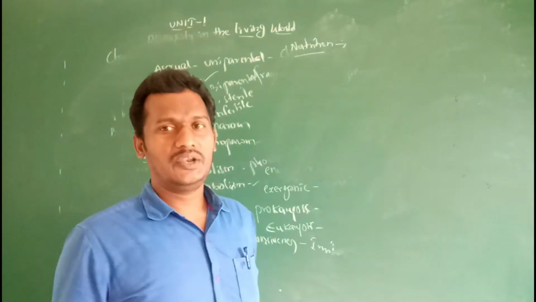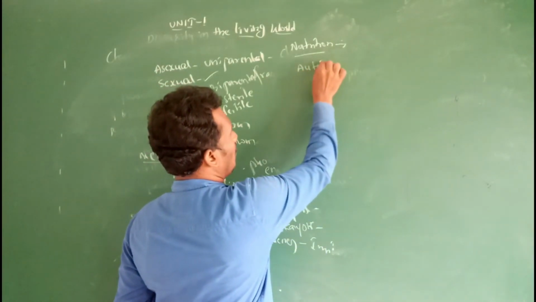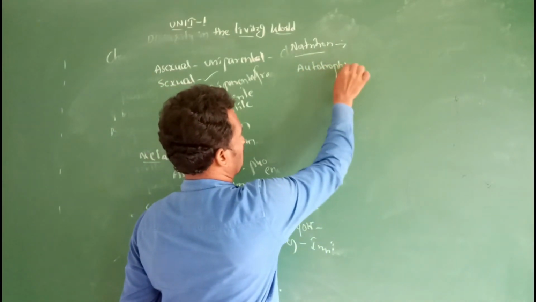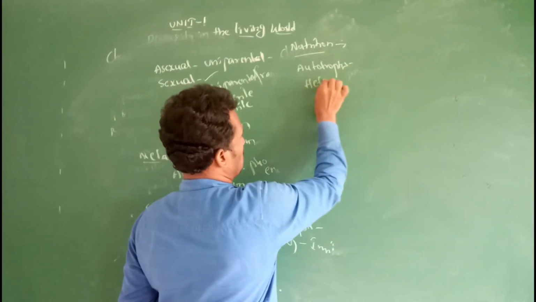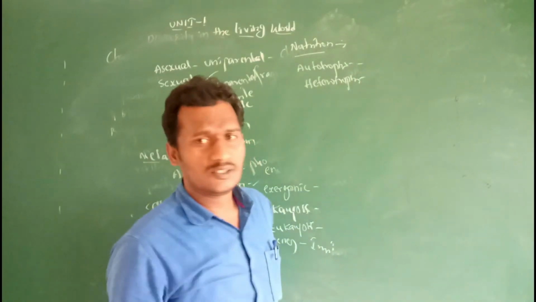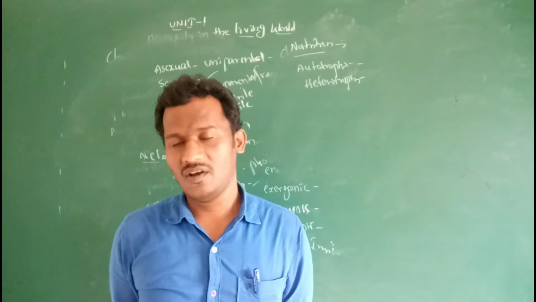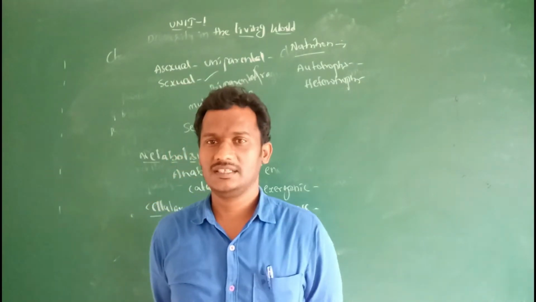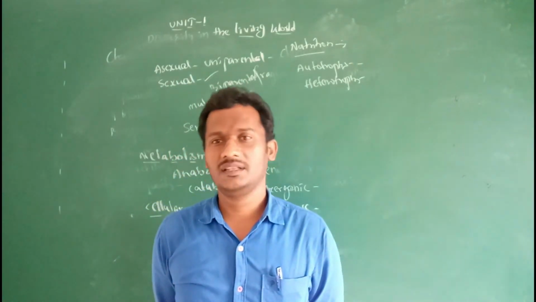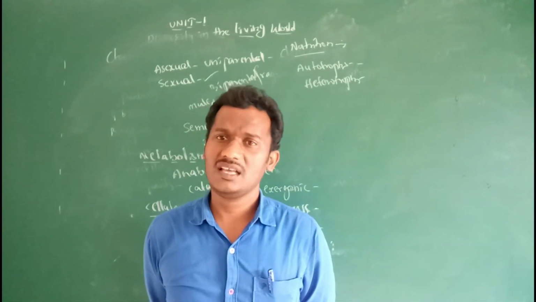So based on nutrition, organisms are of two types. These are autotrophs and heterotrophs. Autotrophs can prepare food materials by themselves. So, for example, photosynthetic plants. Plants can prepare food material by trapping light energy, with H2O and CO2.